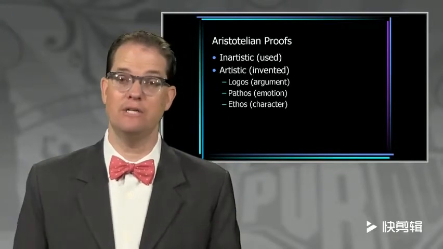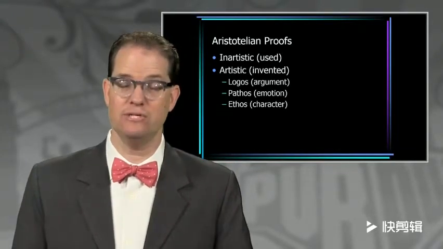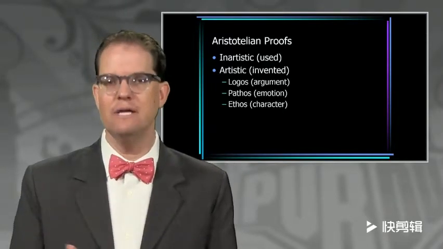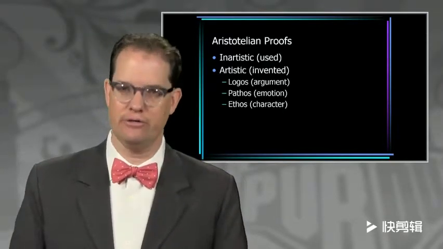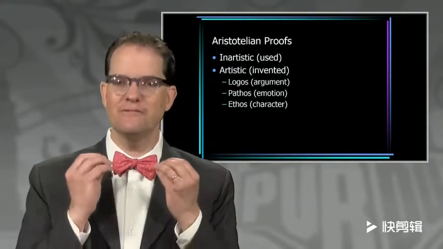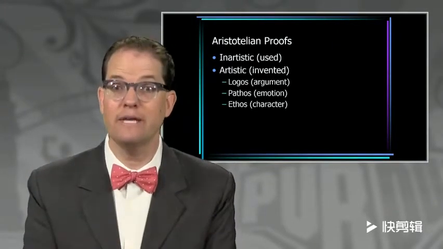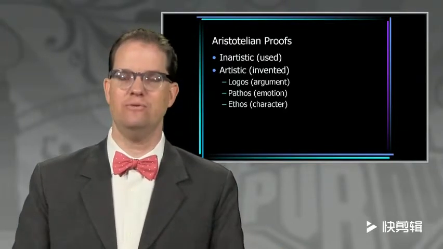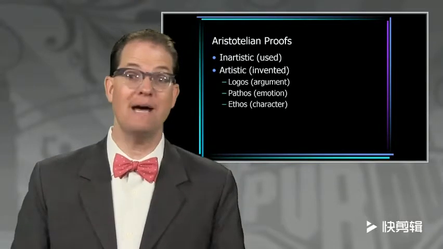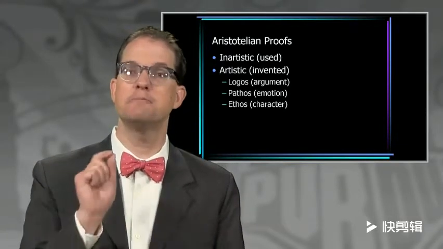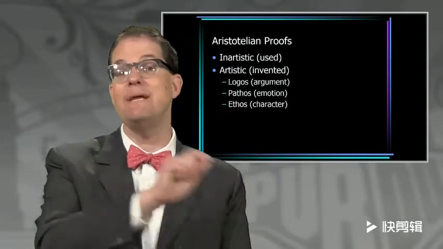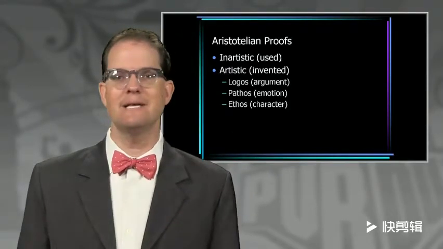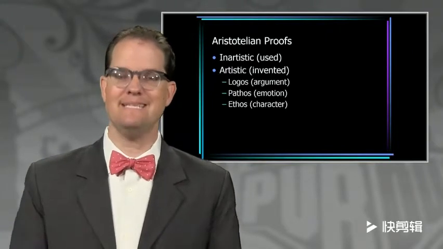And then the third kind of artistic proof is ethos. And ethos is from the same root as ethical, but this is really about character. Do you make yourself seem like a trustworthy person that your audience should listen to? That's ethos. Now, sometimes you might talk about this. You might mention your experience or your education or your training that makes you qualified to talk about something. That's one way it can work. But a lot of times, it's more basic than that.